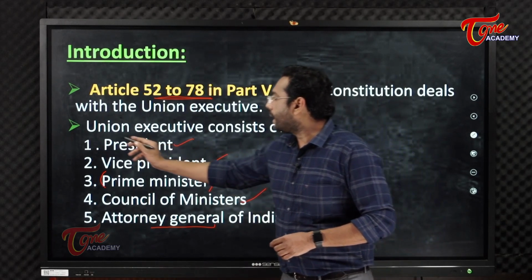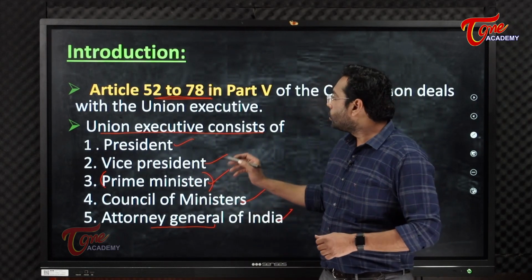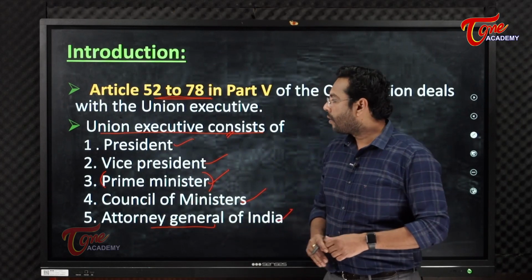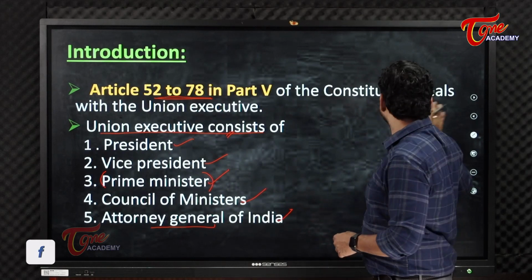If there is any legal case, the Attorney General would represent the government in various courts. So, we know Union executive, this probably will be a question in examination. The Union executive consists of these 5 dignitaries: President, Vice President, Prime Minister, Council of Ministers and Attorney General.